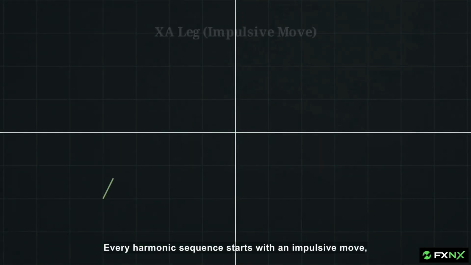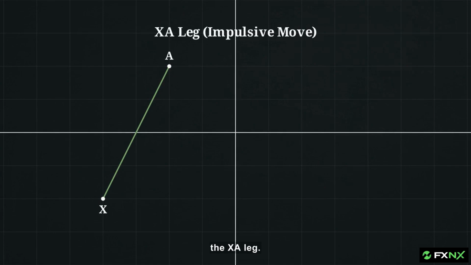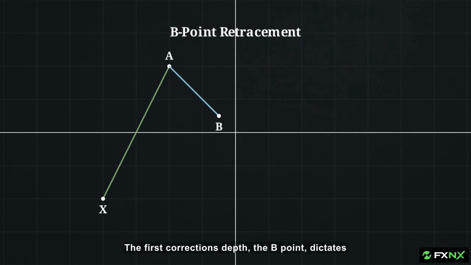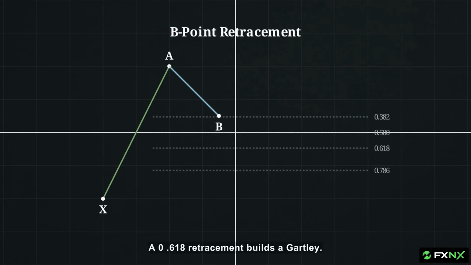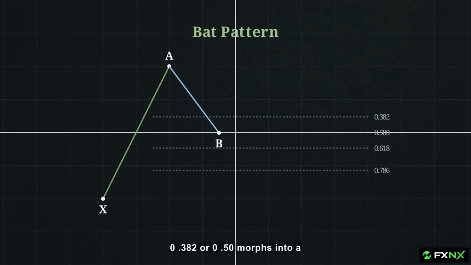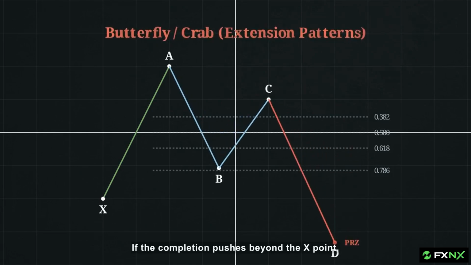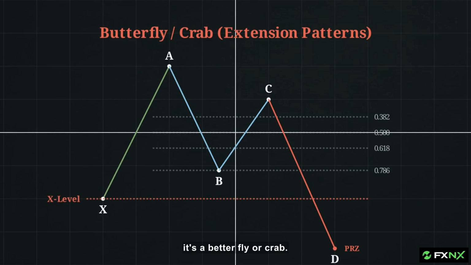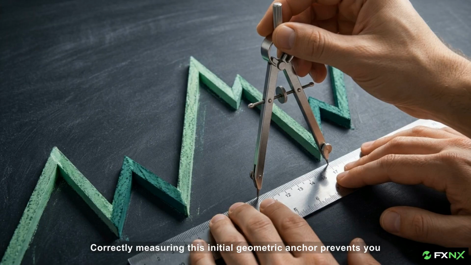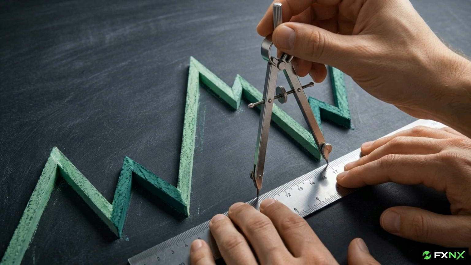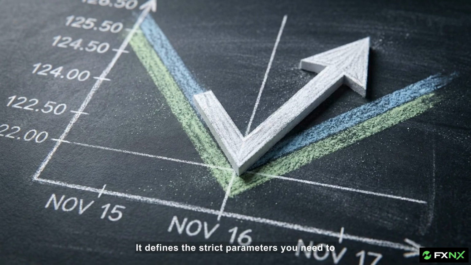Every harmonic sequence starts with an impulsive move, the XA leg. The first correction's depth, the B point, dictates the sequence. A 0.618 retracement builds a Gartley. 0.382 or 0.50 morphs into a bat. If the completion pushes beyond the X point, it's a butterfly or crab. Correctly measuring this initial geometric anchor prevents you from chasing a phantom setup. It defines the strict parameters you need to calculate your eventual entry point.